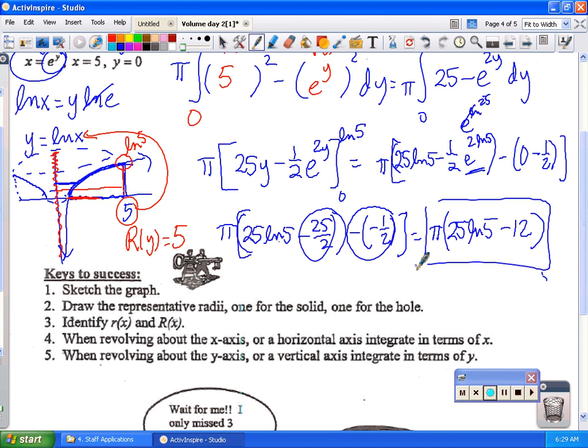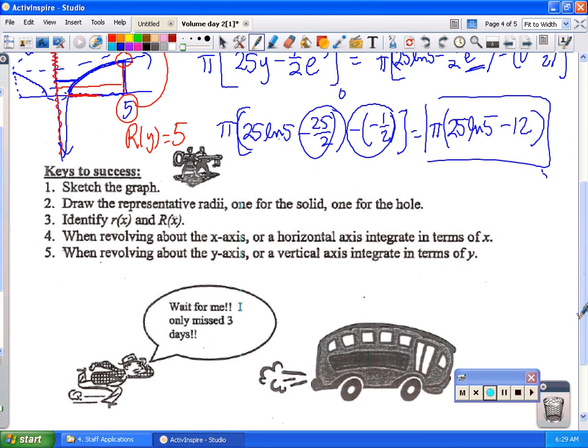So in review, if you have your packet in your notes, this is a kind of a quick review of how to find the volume of a solid with a hole in it.